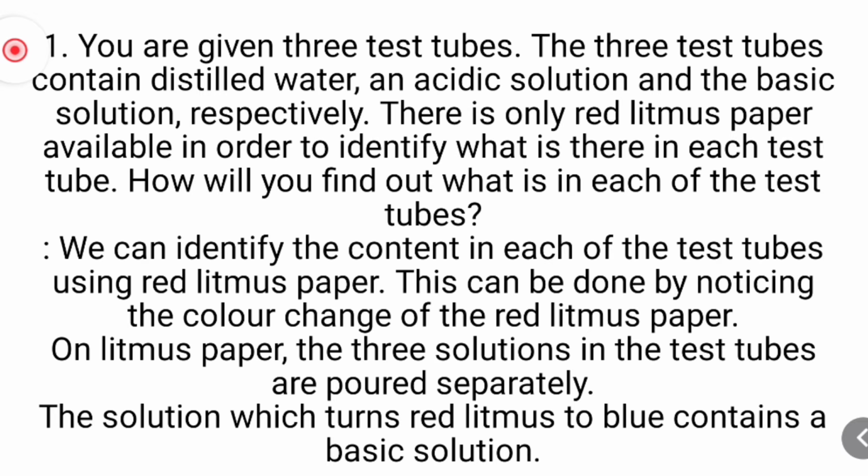Answer: we can identify the content in each of the test tubes using red litmus paper. This can be done by noticing the color change of the red litmus paper. On litmus paper, the 3 solutions in the test tubes are poured separately. The solution which turns red litmus to blue contains a basic solution.